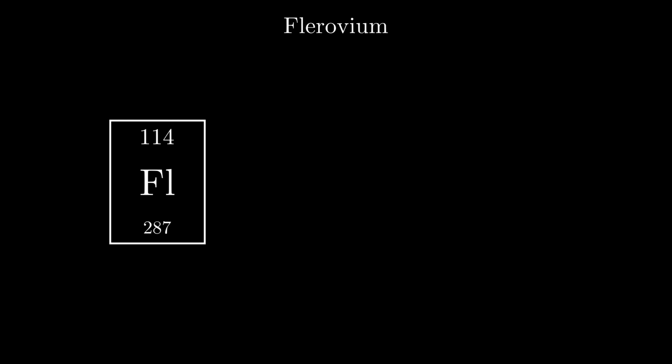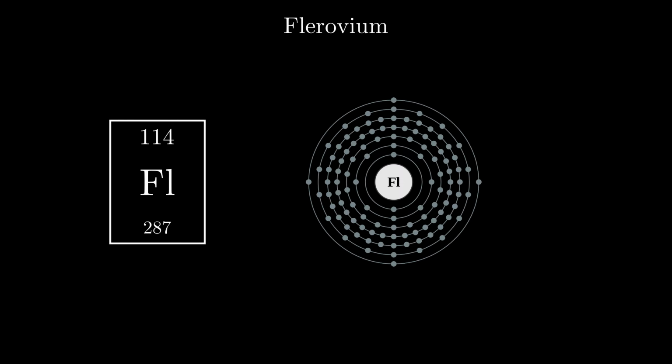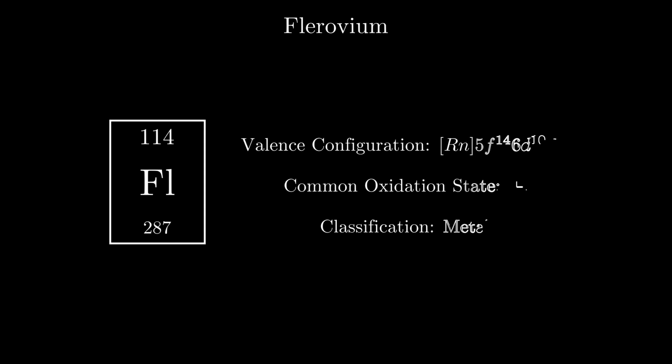Flerovium, element 114 with an atomic mass of 287 AMU. First discovered in 1999, it is an extremely radioactive synthetic element with unknown chemical properties, assumed to be a post-transition metal but possibly a metalloid. Following trends, it's been predicted to have an electron configuration of 7s2 7p2.